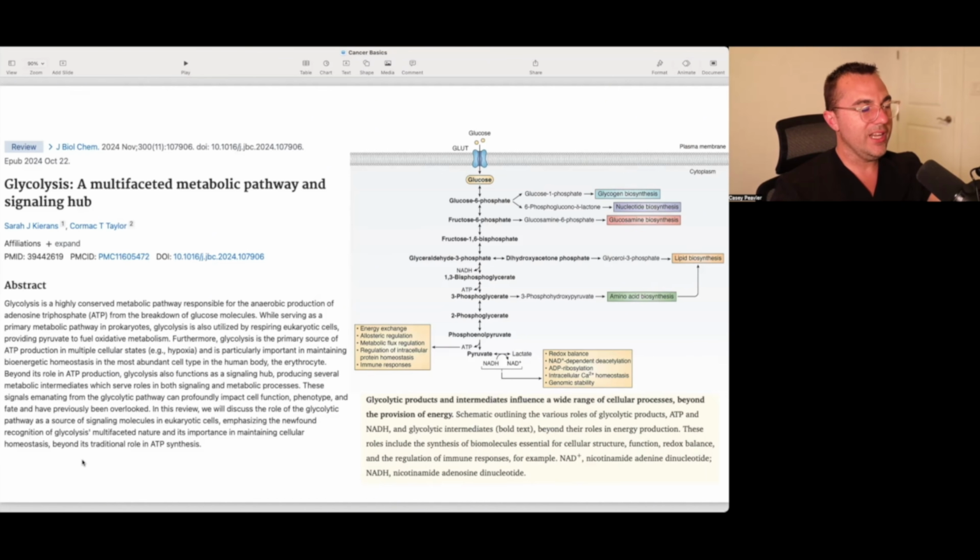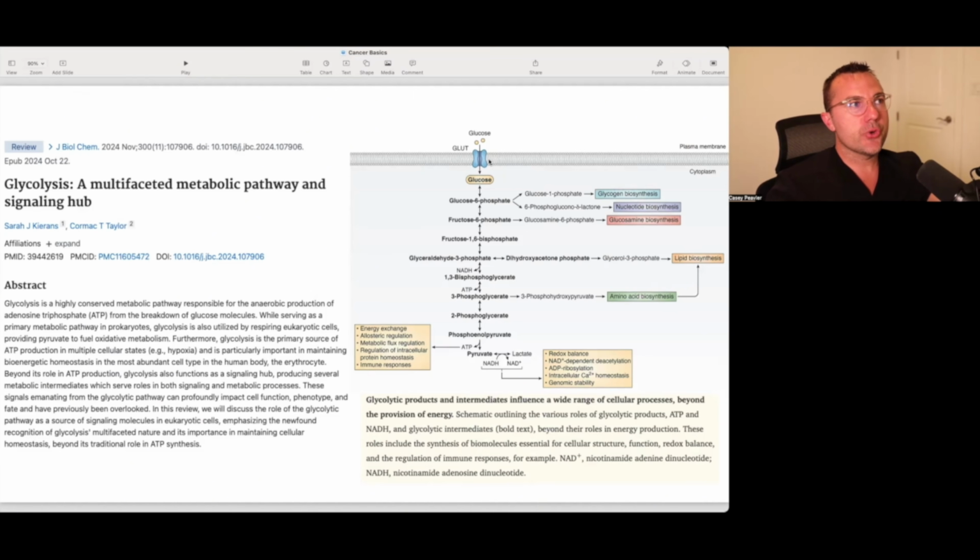Beyond its role in ATP production, glycolysis also functions as a signaling hub, producing several metabolic intermediates which serve roles in both signaling and metabolic processes. These signals emanating from the glycolytic pathway can profoundly impact cell function, phenotype, and fate, and have previously been overlooked. In this review, we're going to discuss the role of the glycolytic pathway as a source of signaling molecules in eukaryotic cells, that is us, emphasizing the newfound recognition of glycolysis' multifaceted nature and its importance in maintaining cellular homeostasis beyond its traditional role in ATP synthesis.